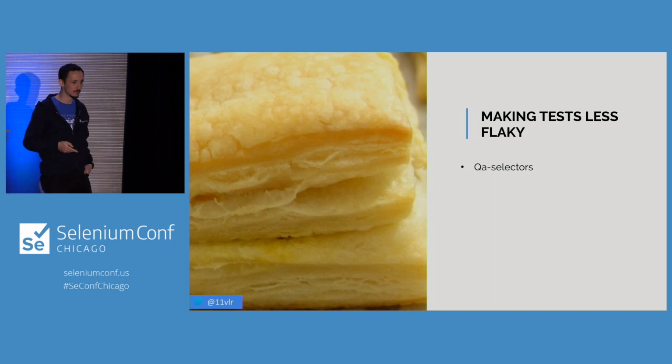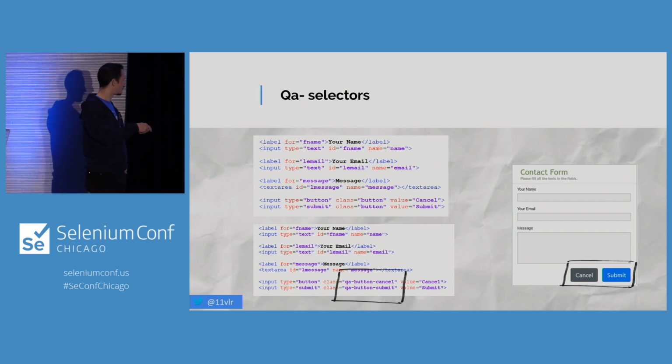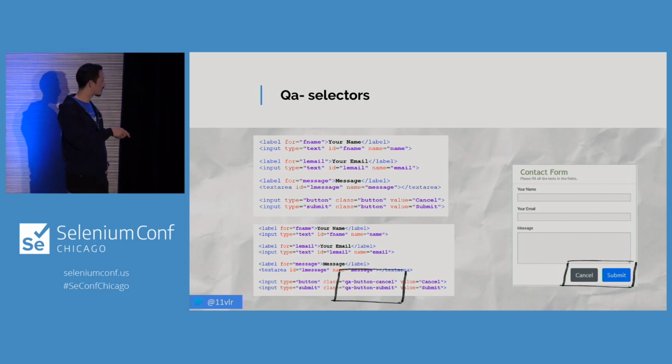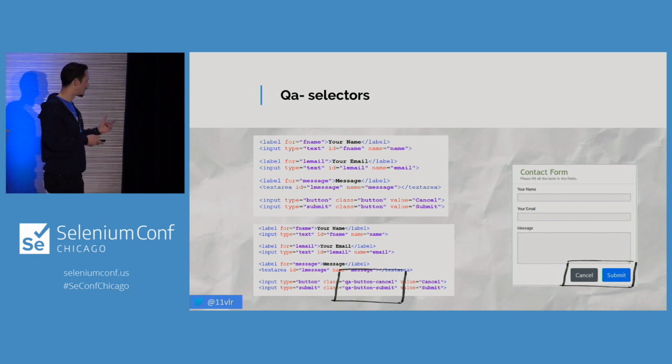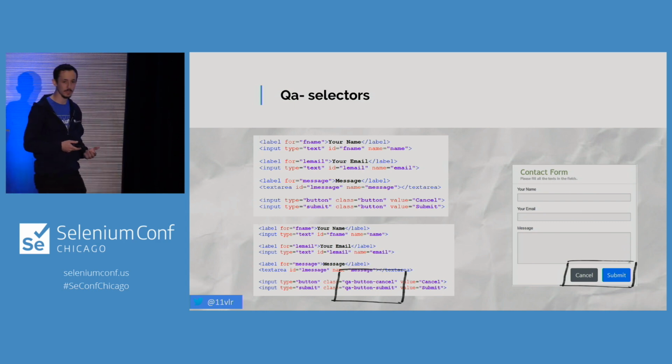And QA selectors, so you may know them as data selectors. This is really cool. The top screen shows the markup for this form. Within the class or the data attribute, it doesn't really matter, you can say QA, or data if you like, hyphen the element type, so button, hyphen, and then the value of the button. So you'd have qa-button-cancel, qa-button-submit.